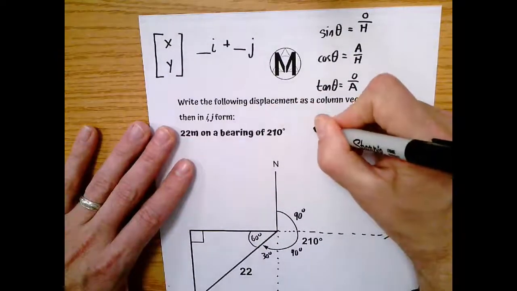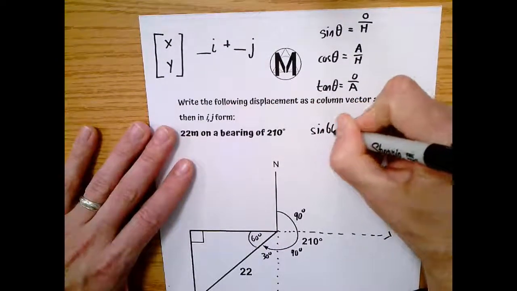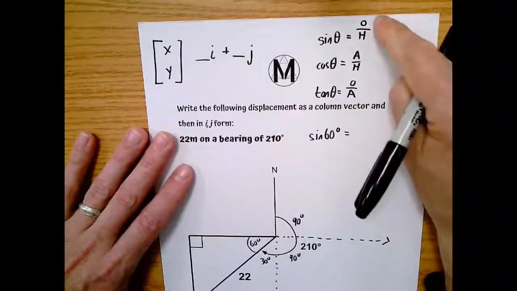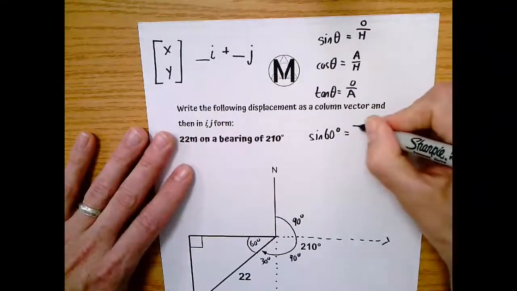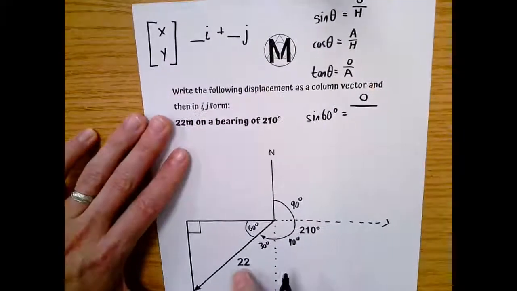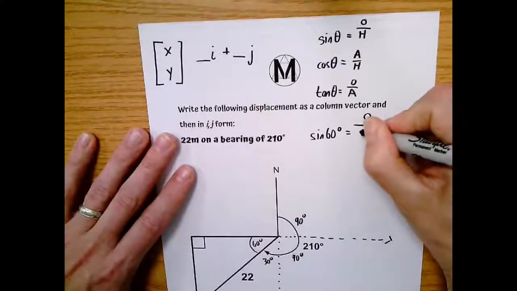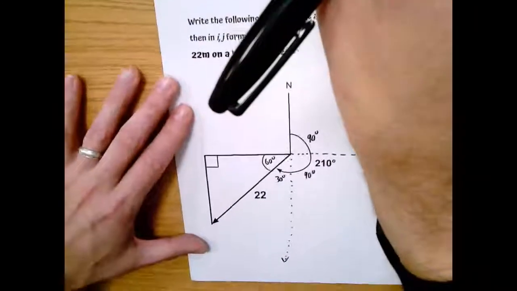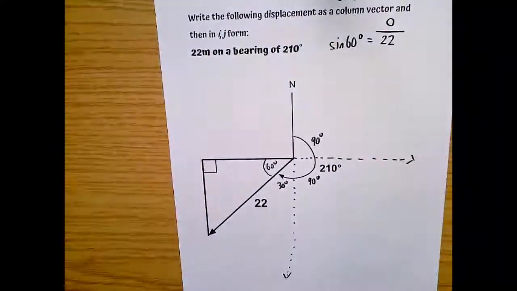So it's going to say sine 60 degrees, see I'm just plugging in for theta, is opposite over hypotenuse. We don't know the opposite, but we do know the hypotenuse, which is 22. Okay, I'm going to let that sit for a second and come down to our triangle and make sure we understand what that means when we say opposite.